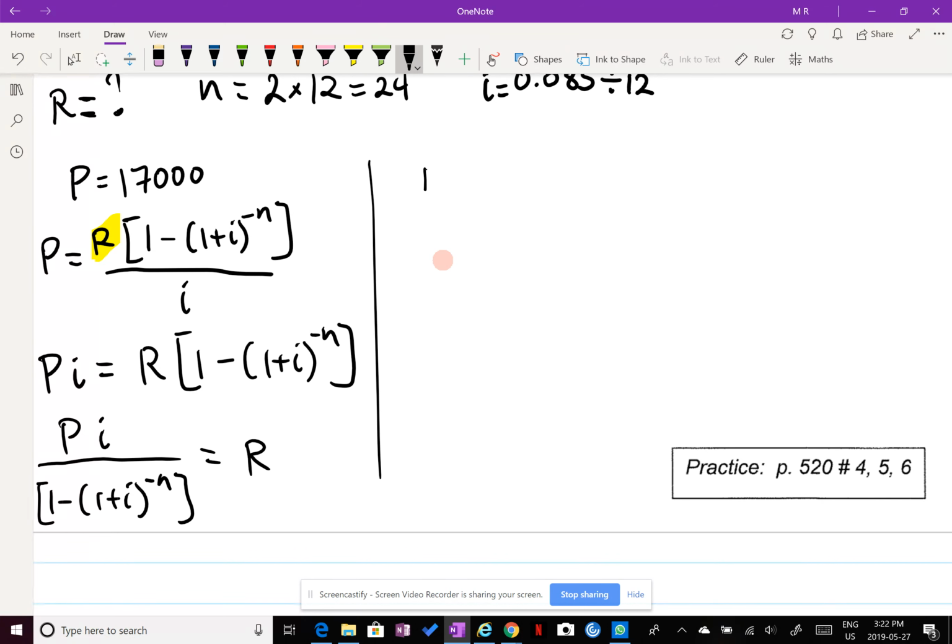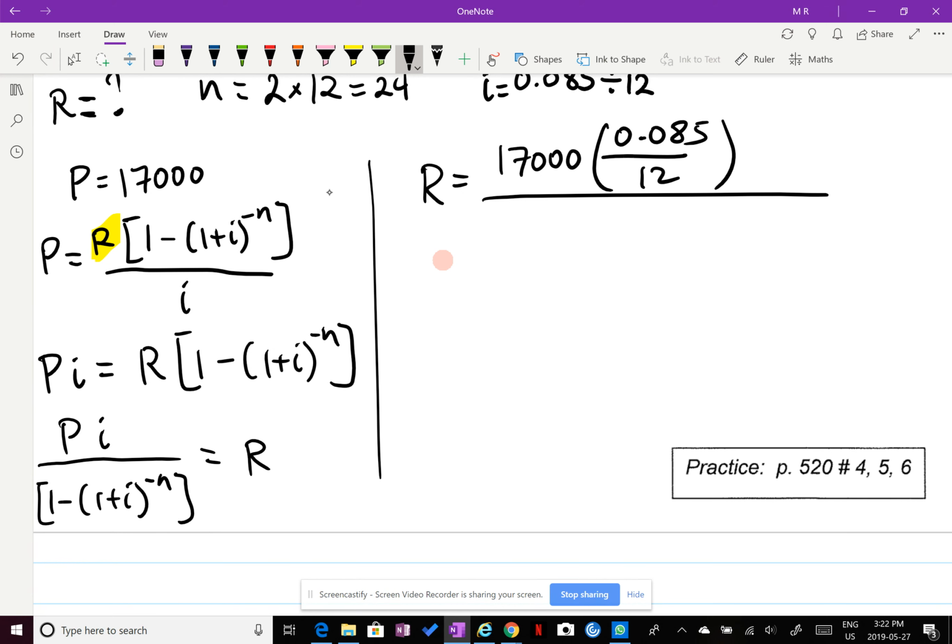So up here, let's write this. R equals P, which is 17,000, times my interest rate, 0.085 over 12, divided by 1 minus 1 plus, in brackets, 0.085 over 12, to the power of negative 24, close the square bracket. Evaluate this, and you should get roughly $773 per month.